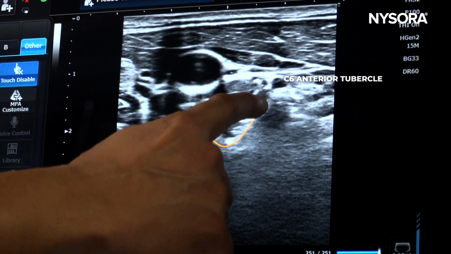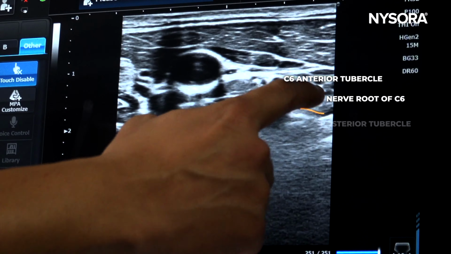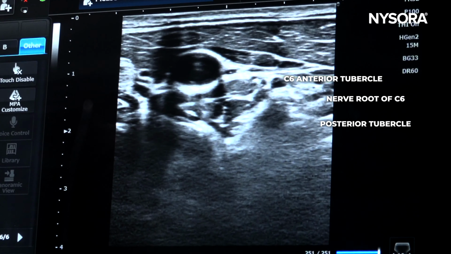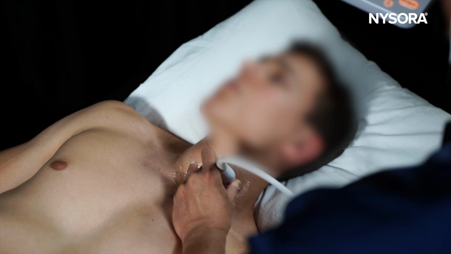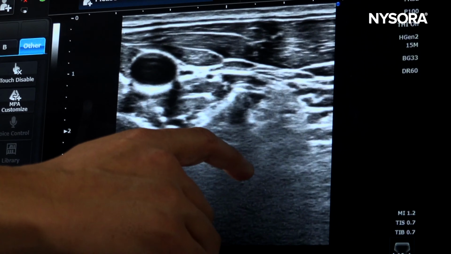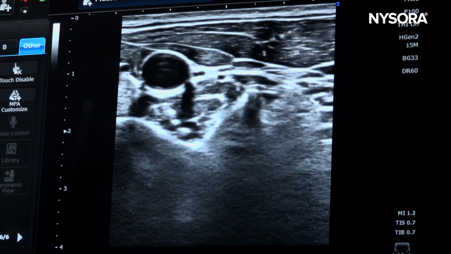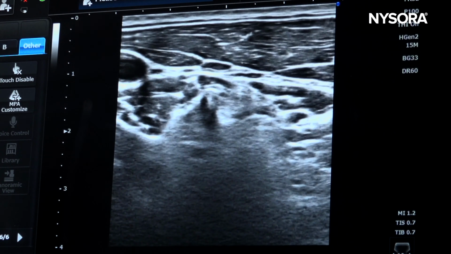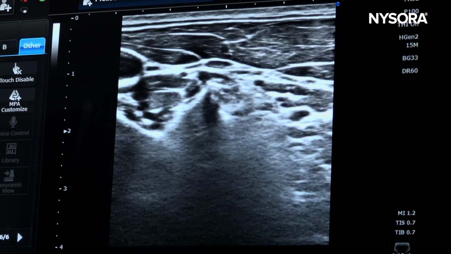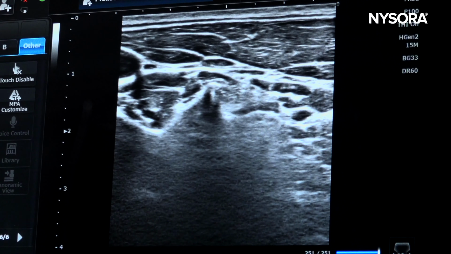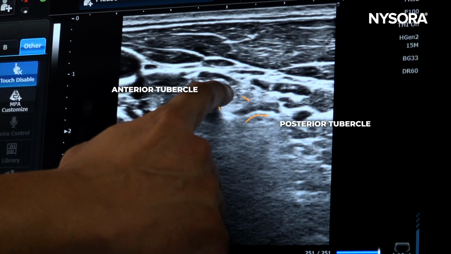So this is the C6 anterior tubercle, and then you will see the nerve root of C6 and this posterior tubercle on the live model scanning. So we'll do dynamic scanning, which will help us to visualize that. Here we have the anterior tubercle, then you have the posterior tubercle, and then you have a nerve root coming between the two. To perform the cervical selective nerve root block, this image is quite a good image to do this. We have the anterior tubercle, the posterior tubercle, and the nerve root.